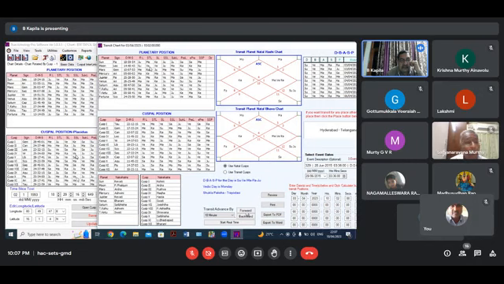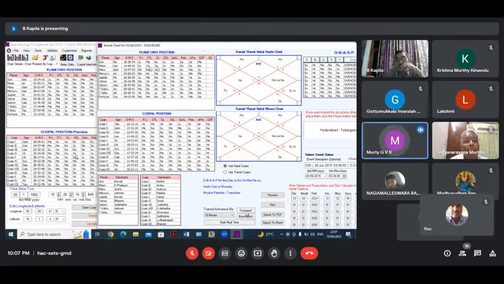Then it is sub-sublord of 10th cusp. So the 10th it will not, sir. It will not give childbirth, sir. No, it will not give. In this period a child will not be born. It is not possible to get a child because it will delay.